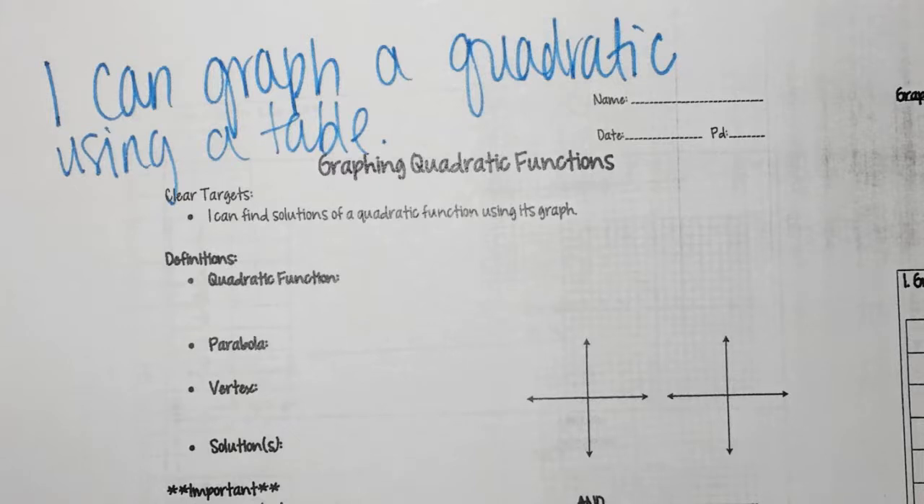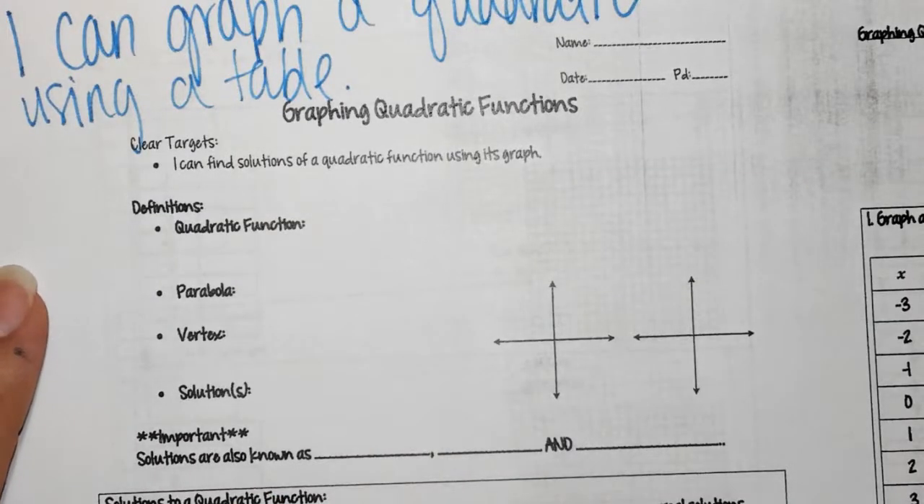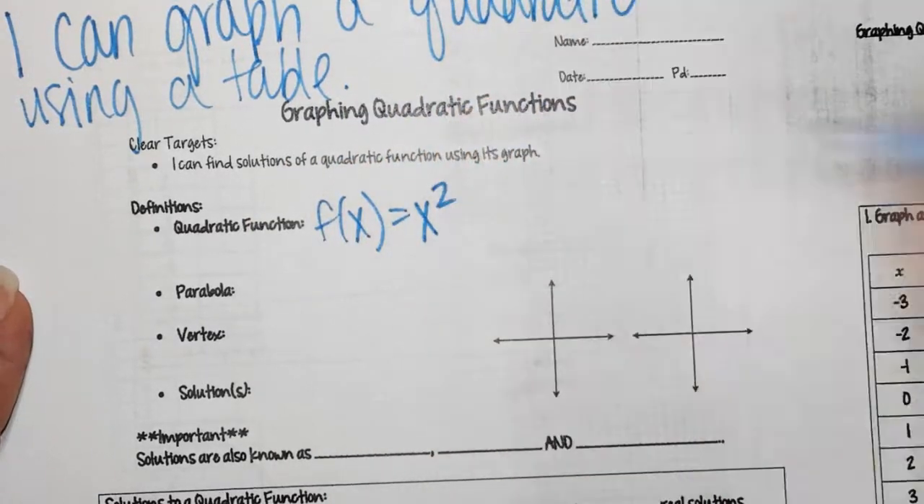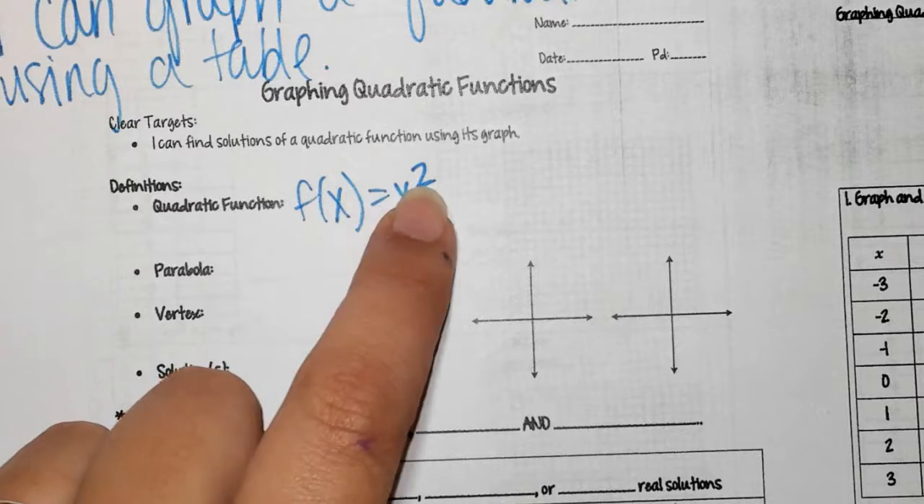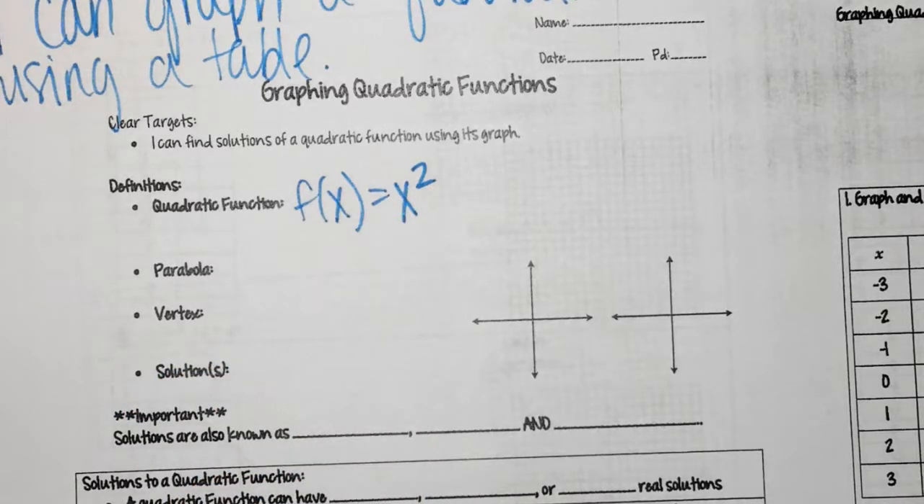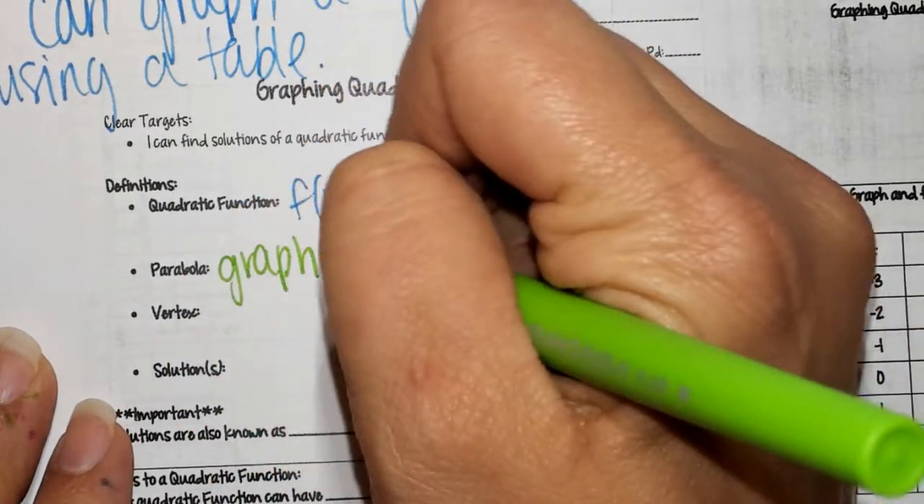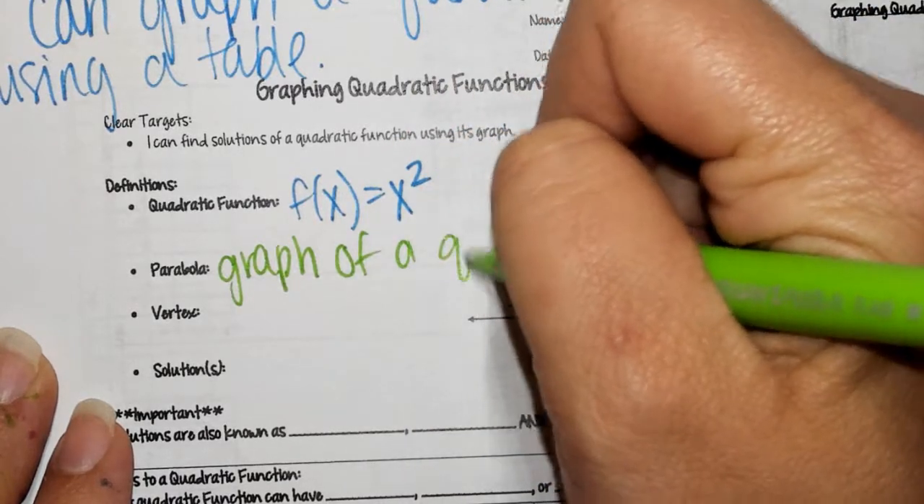Are we ready? Now, first thing, what is a quadratic function? F(x) equals x squared. So something with an exponent of 2, right? Yes. That's a quadratic. What is a parabola? The arc and the graph. It's the graph of a quadratic, guys. Alright, so it's the graph of a quadratic.